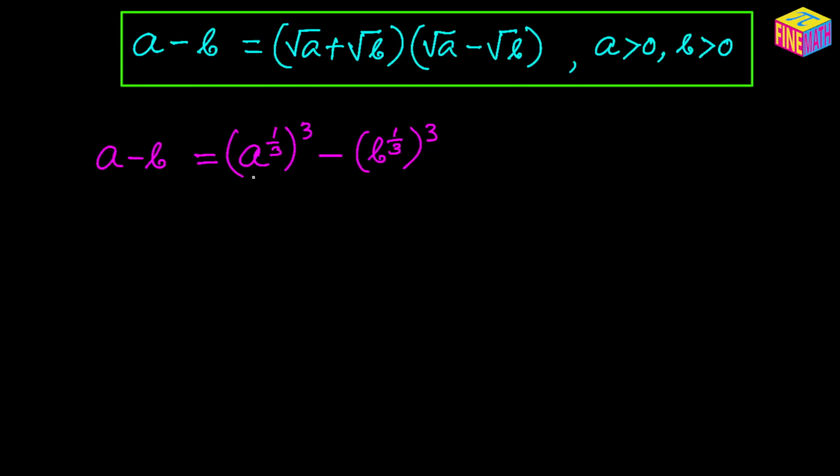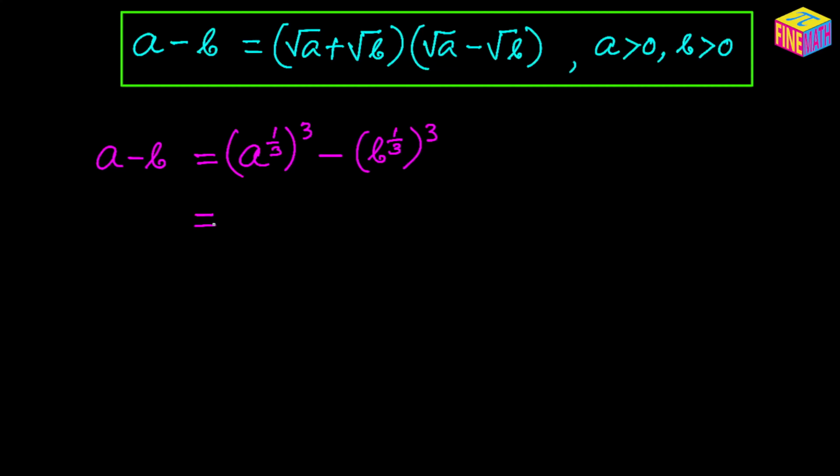Think about it. I have a to the power 1/3 whole cubed minus b to the power 1/3 whole cubed. That means we have cube root of a whole cubed minus cube root of b whole cubed. The cube root of a whole cubed is actually a, and the cube root of b whole cubed is also b. So that is the same as a minus b, right? Now you see we have an a cubed minus b cubed form. So what is the factor form here?